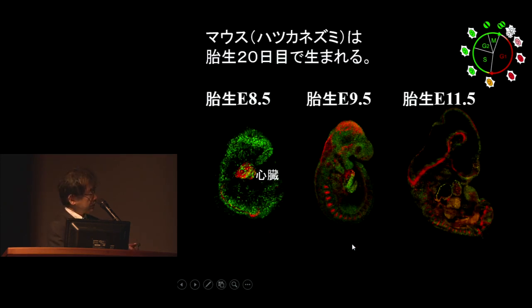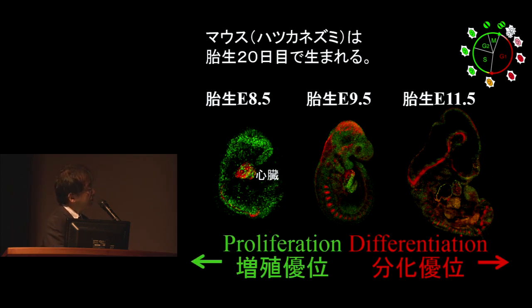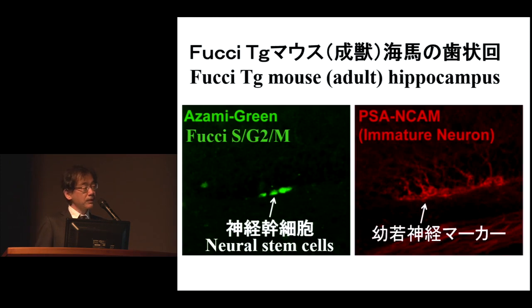Okay. All right, so embryonic day 8.5, 9.5, 11.5. With time, the green to red ratio decreased. So the earlier, the more proliferation; the later, the more differentiation. And after birth, the red signal becomes predominant. But even in the adult tissue, we can identify very few green nuclei. And the cells with the green nuclei correspond to tissue stem cells.